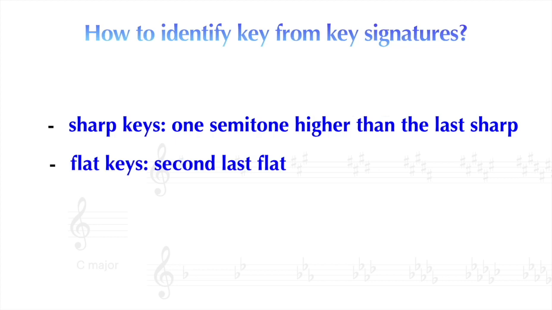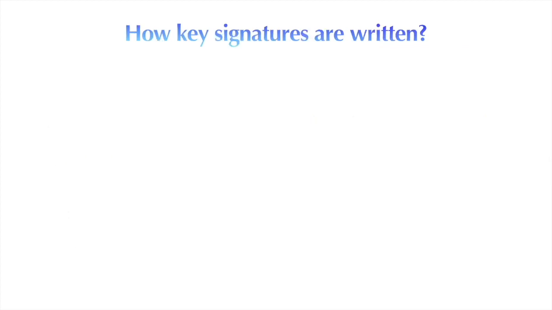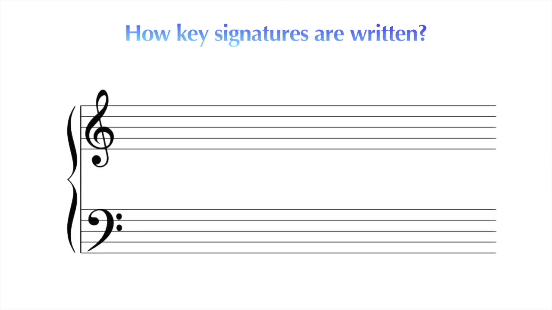Now, we can identify the key from key signatures. But how can we write key signatures? The rule is simple. For sharp keys, always down a fourth and up a fifth. The first sharp is on F, that is the 5th line with treble clef, or the 4th line with bass clef. And then we move down a fourth and get C. Move up a fifth to get G, down and get D, up and get A.